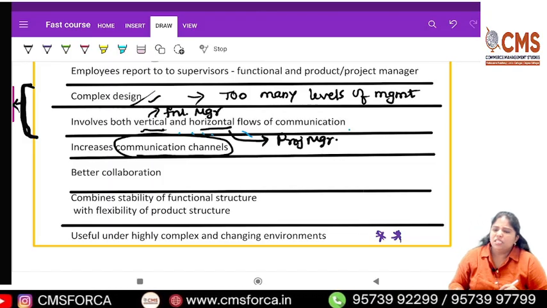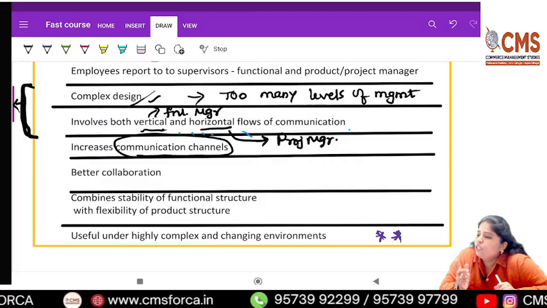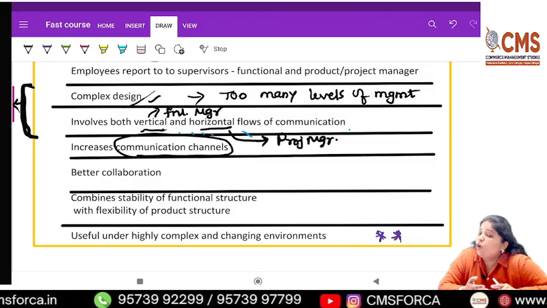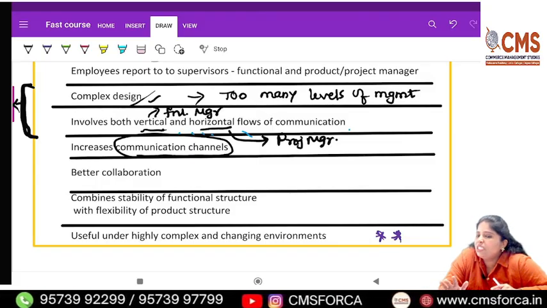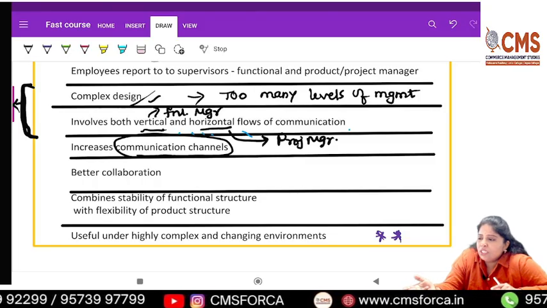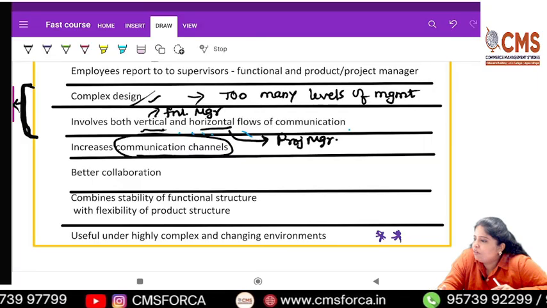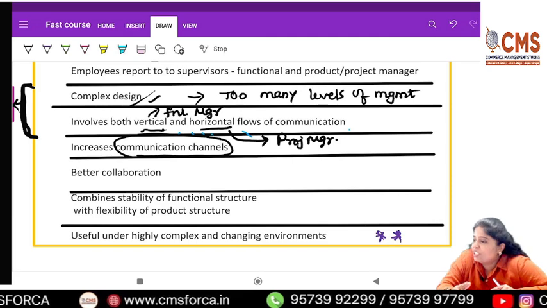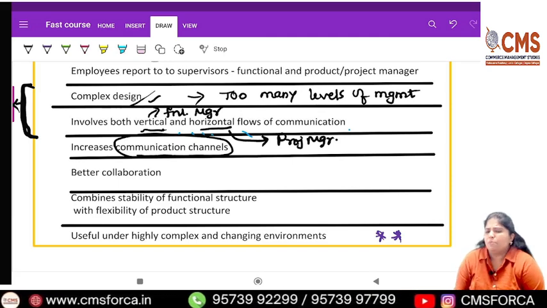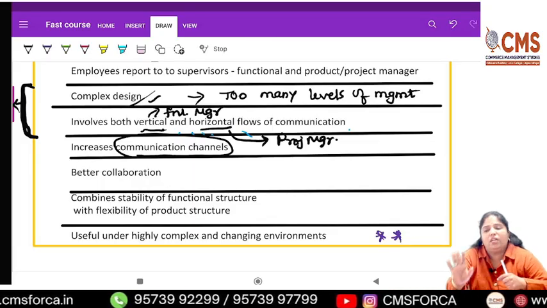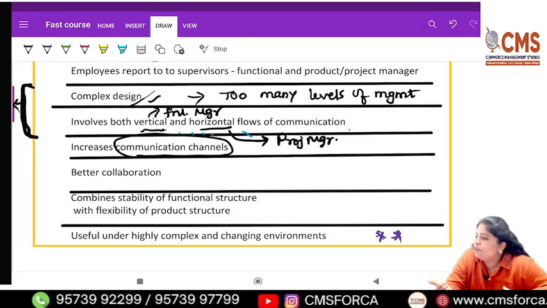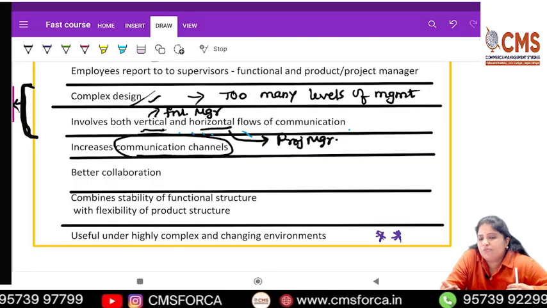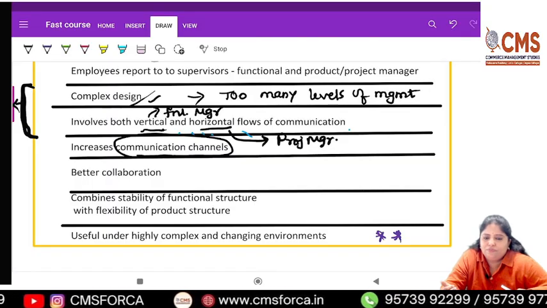Other than that, some good points also go with it: good coordination, good collaboration, good monitoring, strong communication. You do not see lapses in communication because you are not lazing around as an employee. They make sure your communication is going to both the functional and project manager. So communication goes very methodically. These are some good points we see in matrix structure.